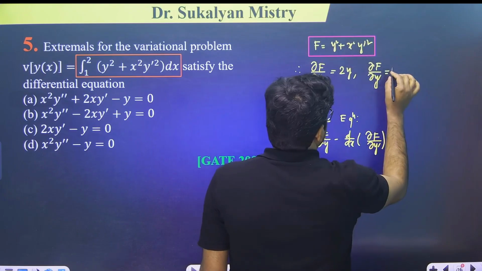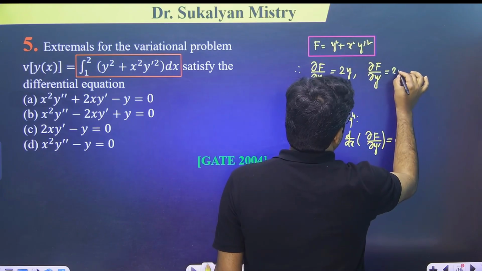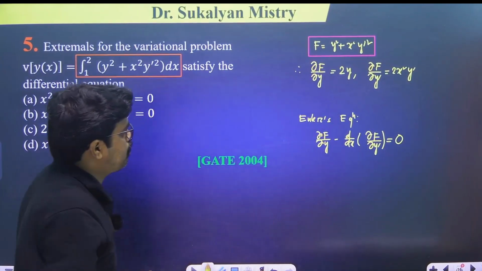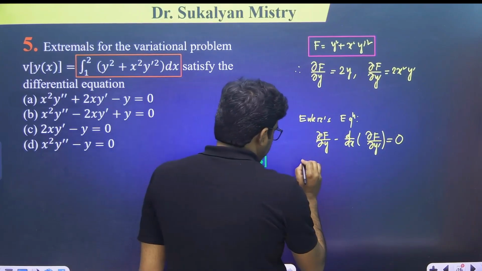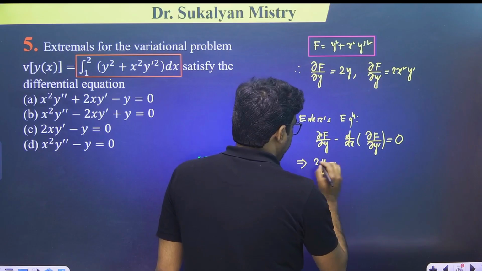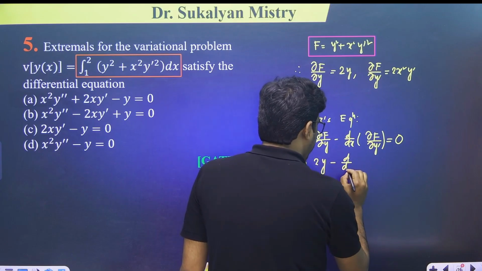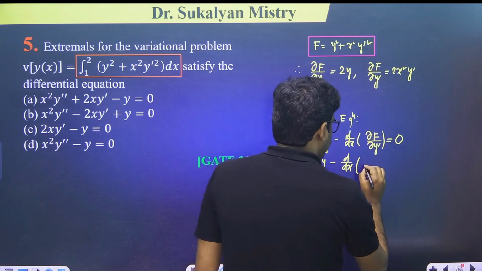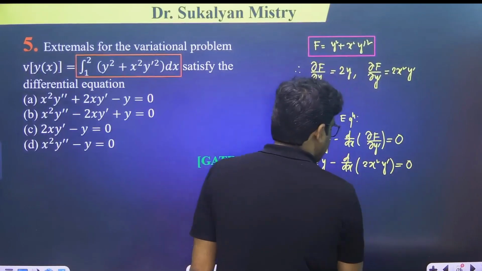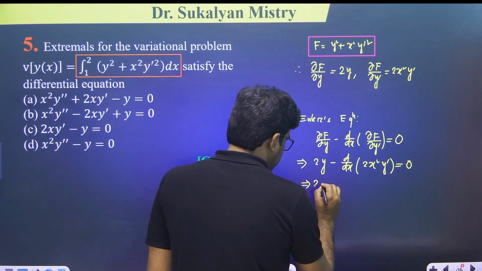So this is 0, that is x is constant. That is 2x square y dash. So this implies that del f del y, that is 2y, minus d/dx of del f del y dash, that is 2x square y dash, is equal to 0.